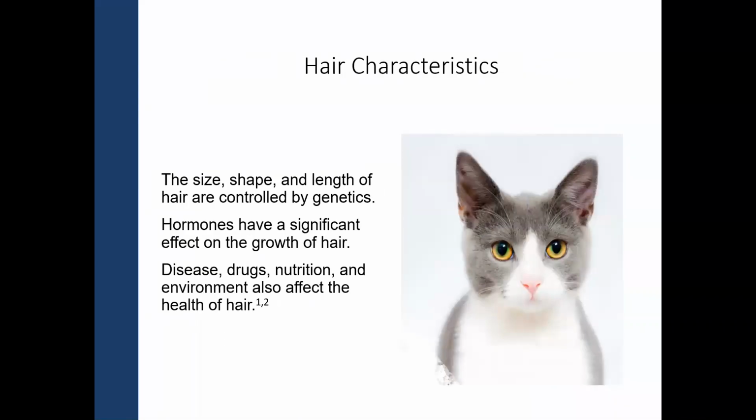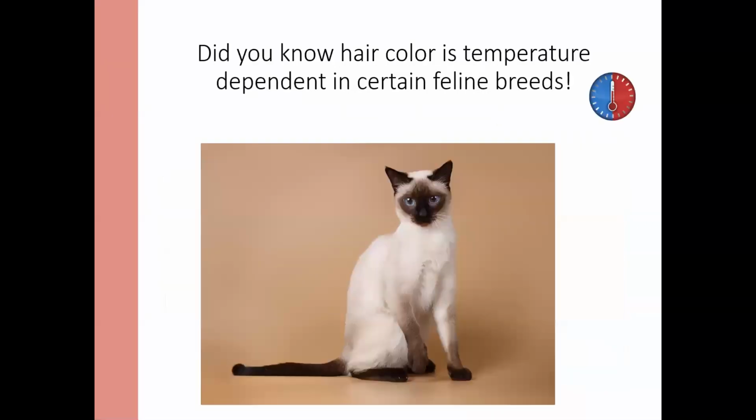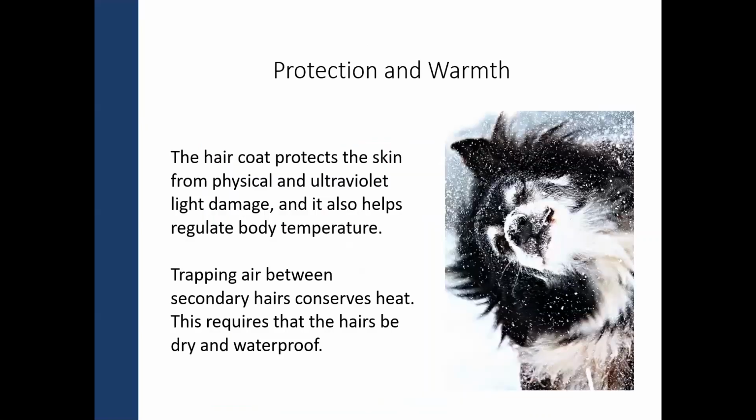The size, shape, and length of hair are all controlled by genetics. Hormones have a significant effect on the growth of hair. Disease, drugs, nutrition, and environment also affect the health of hair. Did you know that hair color is temperature dependent in certain feline breeds? The hair coat also provides the skin with protection from physical and ultraviolet light damage and helps regulate body temperature.